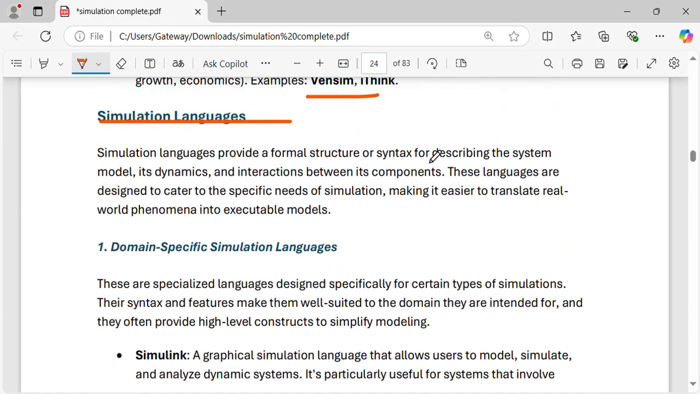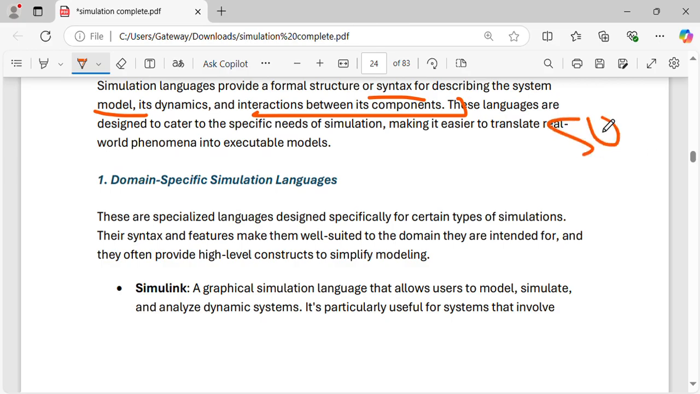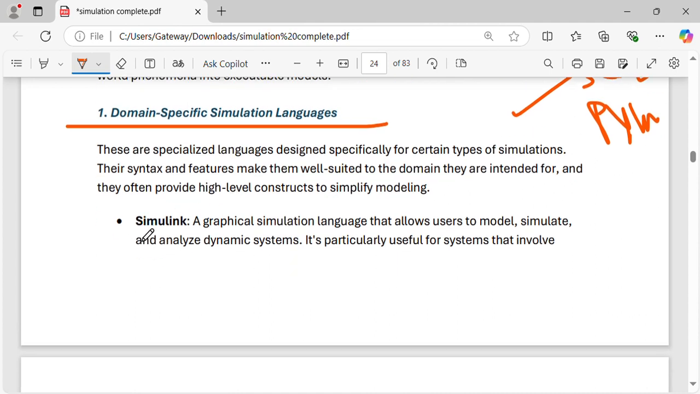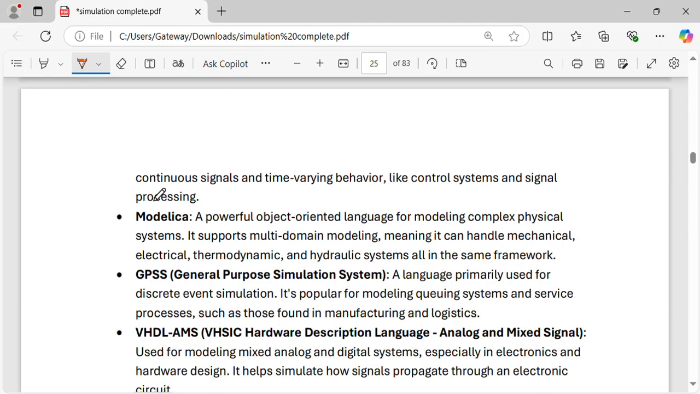They provide a formal structure or syntax for describing the system model, its dynamics, and the interaction between its components, right? Like SQL is for databases, or code like Python, C++, Java, etc. That's why we have domain-specific simulation languages. So Simulink is a graphical simulation language that allows users to model, simulate, and analyze dynamic systems. It is particularly useful for systems that involve continuous signals and time-varying behavior.